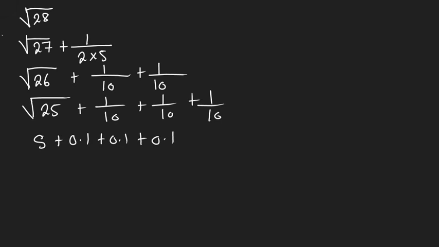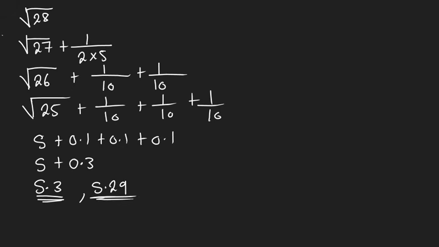From there, what else can I do? This is going to be 5 plus 0.1 plus 0.1 plus 0.1, which is going to give me 0.3. And I'm going to get 5.3. Okay, let me check if it's true on the calculator. Square root of 28 is giving me 5.29. On the calculator, it's giving me 5.29.